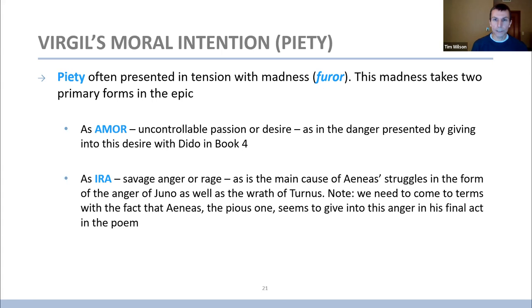Also, much of the story is driven by Juno's implacable rage. Juno is the Roman equivalent of Hera. Remember, Hera was one of the jilted goddesses following the judgment of Paris, right? So Hera and Athena had never been kind toward the Trojans, and Hera in particular, in her Roman form, Juno, spends the whole epic trying to thwart Aeneas' mission.